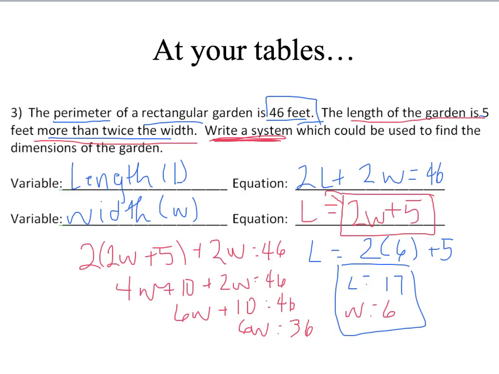And I can double check that to make sure I'm right. If I multiply the length times 2, I get 34. And add that to the width times 2, which is 12. 34 plus 12 gives me 46, which checks out.